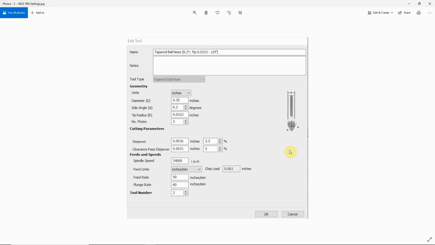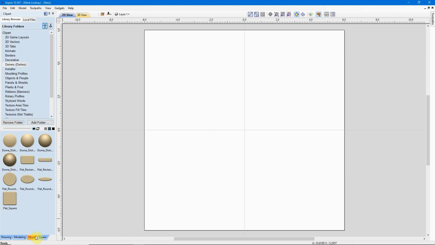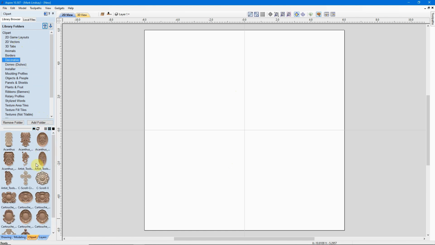Now, this is not to insult anybody. This is not to belittle anybody. This is just making the statement that there are very limited times when you would ever use a Stepover that small. And what I mean by that is if you have a model, let's go down here and find something very small.